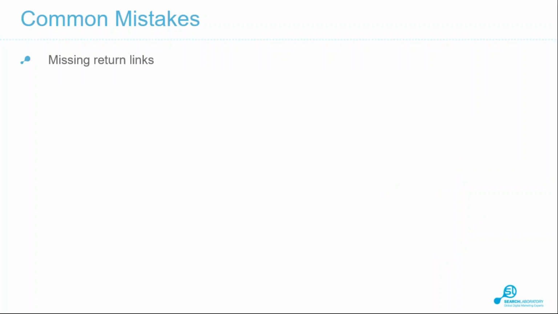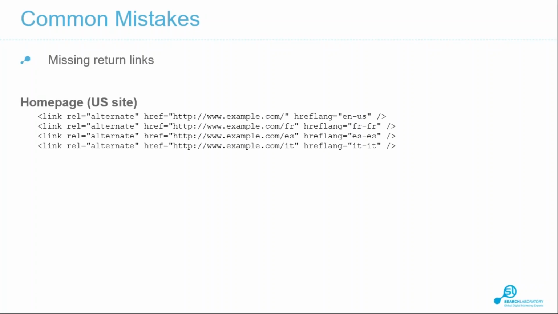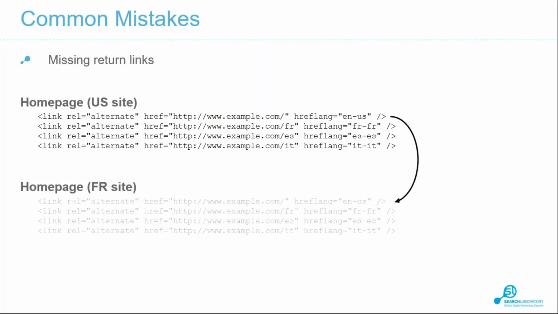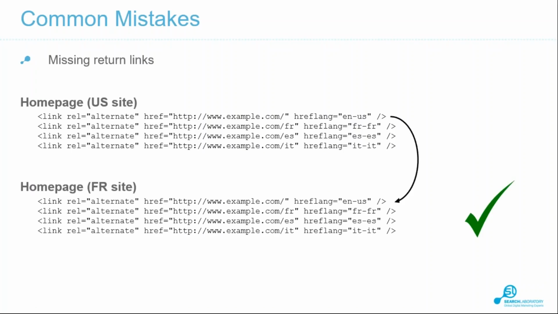Another common error is missing return links. What I'm talking about here is if a piece of content references another piece of content with hreflang code, that second piece of content must reference back. So if we've got our home page on our US website, we're referencing French, Spanish, and Italian. If I was to take a bad example of our code from our French website, you'll notice that the EN-US reference is missing. That needs to go in there to make that valid hreflang code. Otherwise, Google will not build a true picture of all the content on our website.